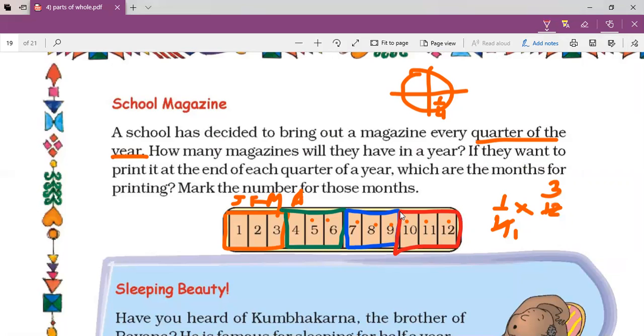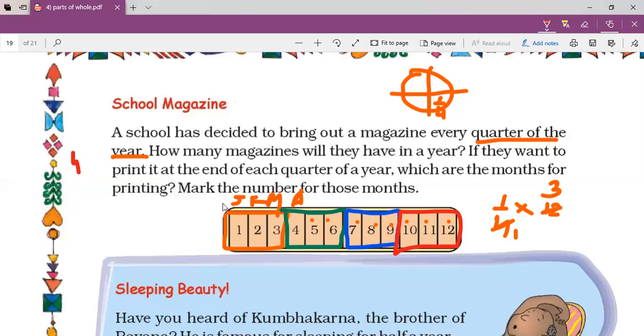So how many quarters are there? There are 4 quarters. So how many magazines will they have in a year? In each quarter there will be one magazine. They are saying they will bring out one magazine in each quarter. So how many quarters are there? There are 4 quarters. That means they will bring out 4 magazines.